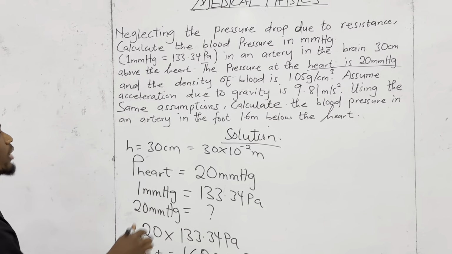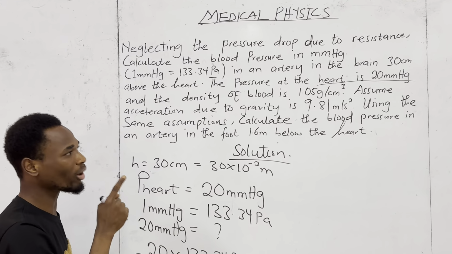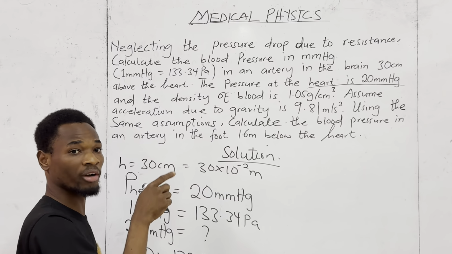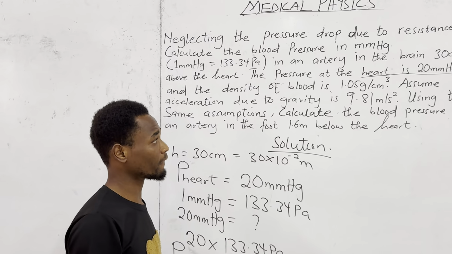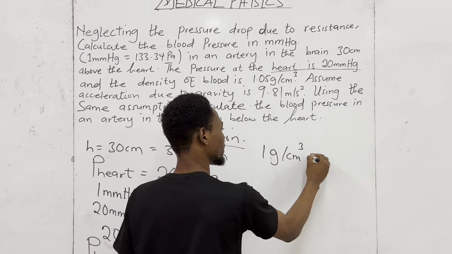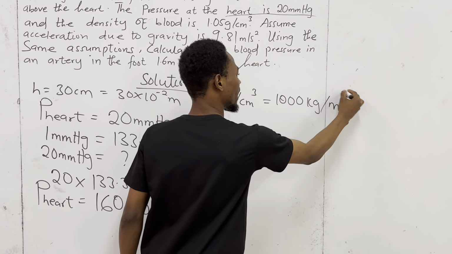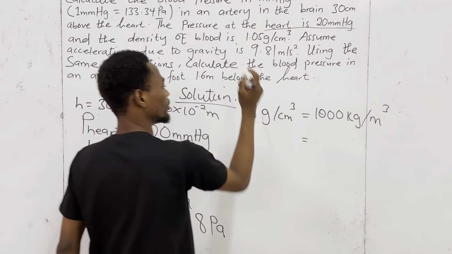Again, we're given the density of blood as 1.05 gram per centimeter cubed. This is not the SI unit you want to work in; you have to work in kilogram per meter cubed. So I know that 1 gram per centimeter cubed is equal to 1,000 kilogram per meter cubed. By the question, we are given the density of the blood to be what?